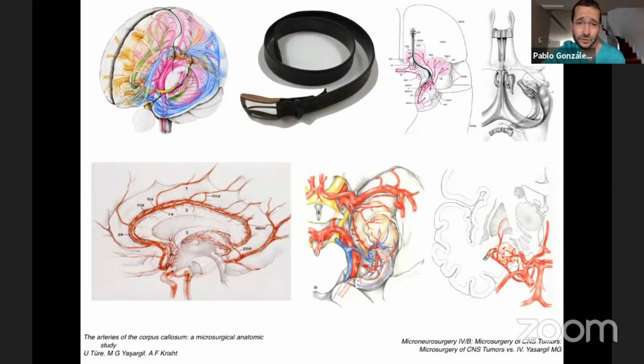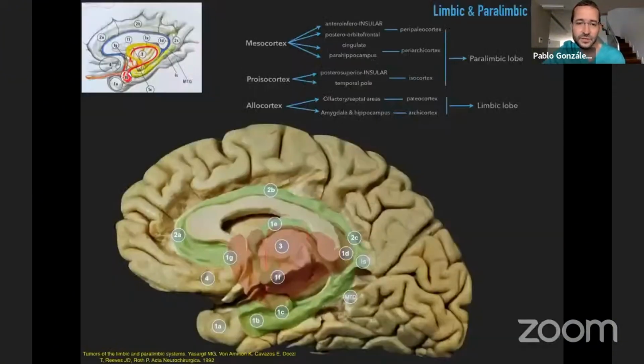That's mainly because of the tremendous development of the diencephalon, which has been pushing these fibers away from their origin. That's why most of these fibers are arranged like this. And something very important is also the pattern of connection between both hemispheres, which is mainly coming from the anterior commissure. So if we try to summarize the most important areas of the limbic and paralimbic regions, we have the mesocortical, proisocortical, and allocortical regions, which belong to the paralimbic and limbic lobes.